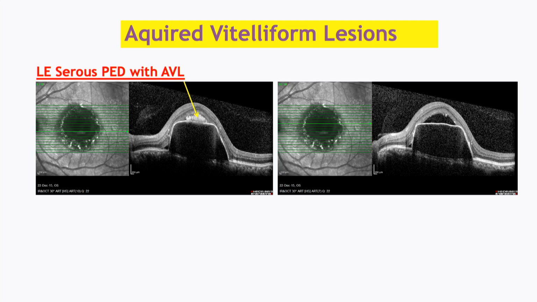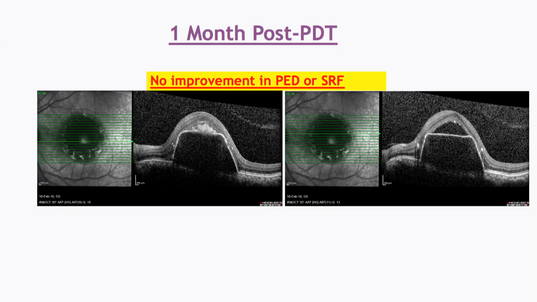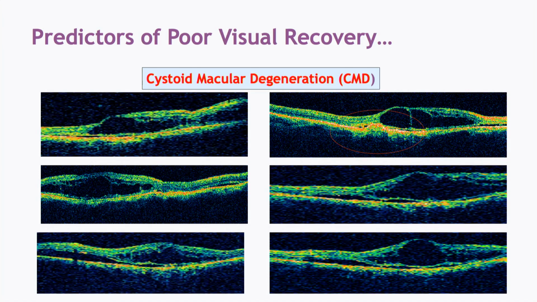So this is a biomarker that it may not respond well to PDT. This is before PDT and after PDT. After 1 month, there is no response in this case. Another, as I already mentioned, this is a clear-cut case of cystoid macular degeneration, with poor visual outcome in these patients.